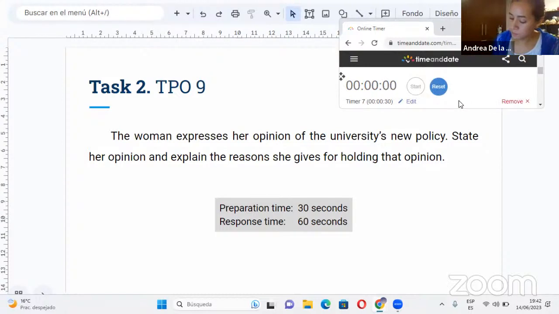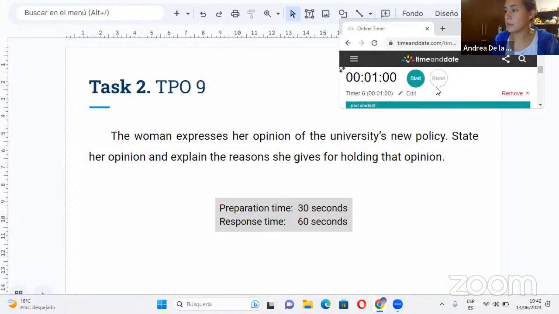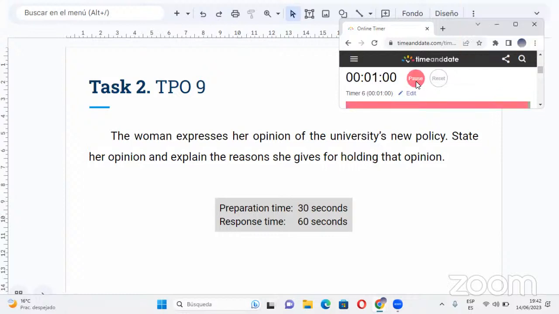Okay, guys. So please, Alexander, you can start now. Okay. The student in the conversation, she's against the idea of the university requiring work experience before graduation.